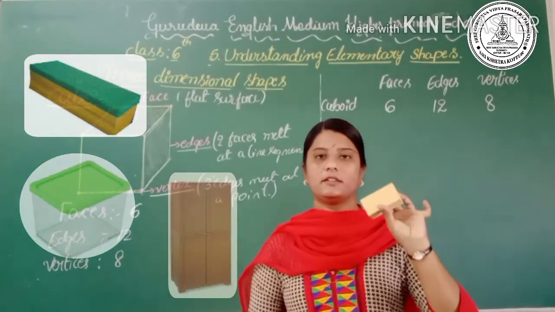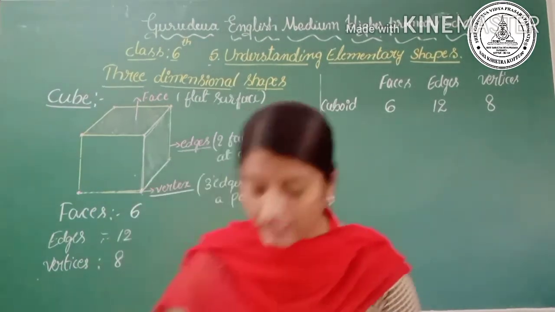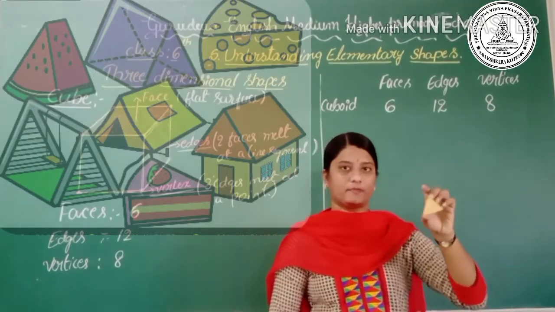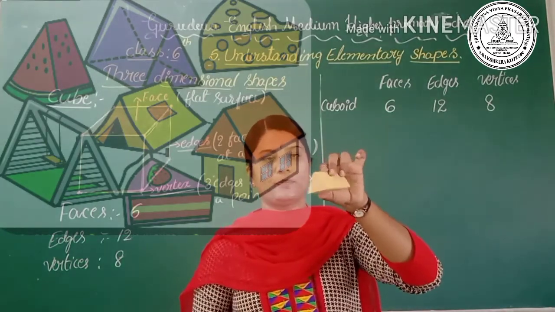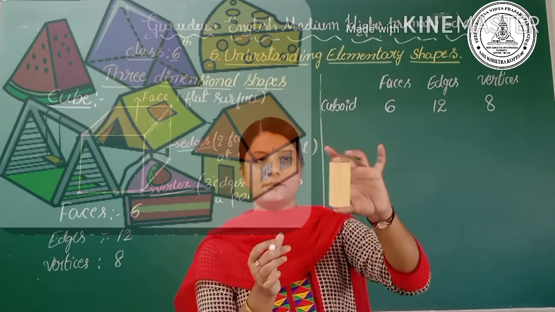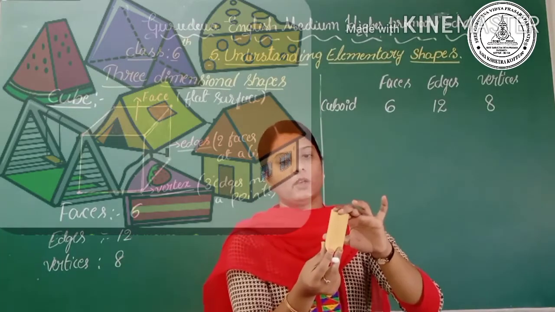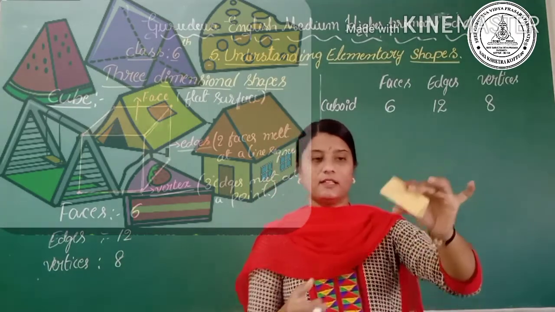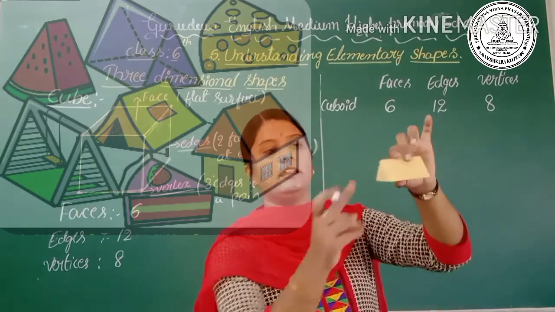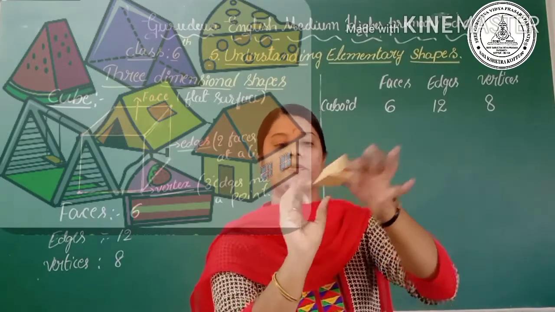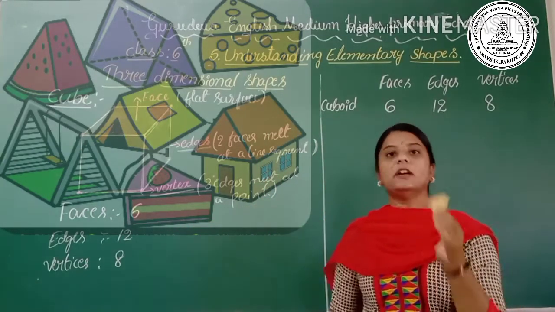So the cuboid is a 3-dimensional shape. Then let's see the triangular based prism. The name of the shape is triangular based prism. Here the base of the prism is in a triangular shape, so its name is a triangular based prism. Now see here, this is a 3-dimensional shape. How many faces does it have? Count here: one face, 2, 3, 4 and 5. So the triangular based prism has 5 faces.